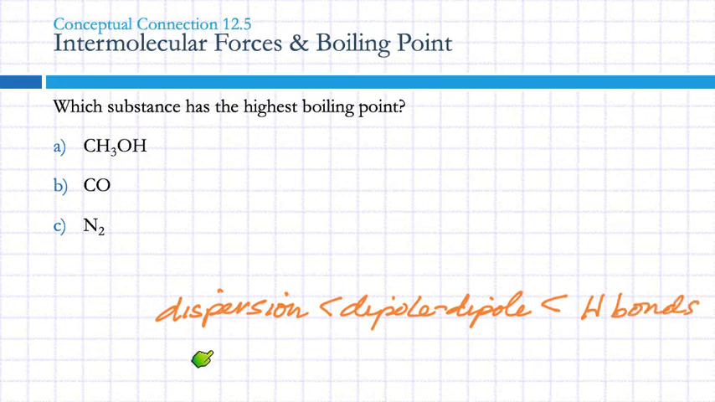Everything has dispersion forces. So all of these guys have dispersion forces. If they only had dispersion forces, we would use their size to compare them. But they have different things going on here. So we're going to look at the different kinds of forces first. What kind of molecules have dipole-dipole forces? Polar. Is N2 polar? No. So this one just has dispersion forces.